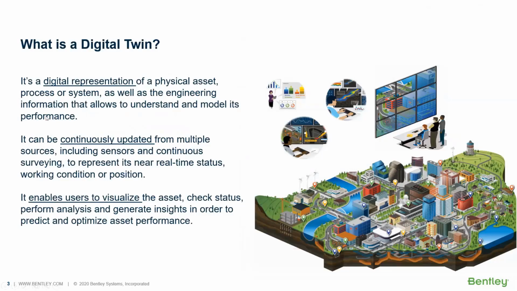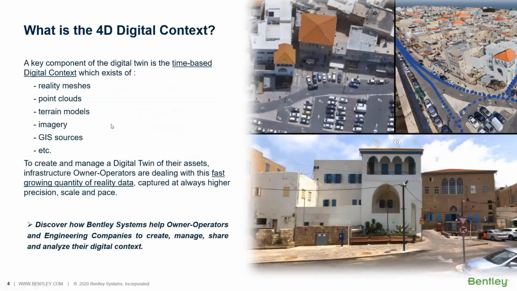Moving forward with what is a 4D digital context. The 4D digital context is, as a short definition, the total of all the information you're gathering in the field and you can use to represent your digital twin. That's a digital model you're creating from multiple sources.